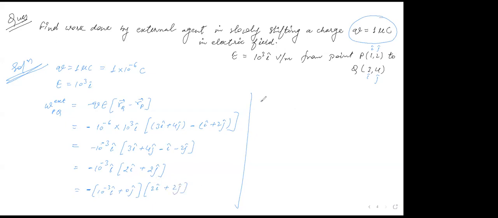Finally, we get W of PQ external is equal to minus 10 to the power minus 3 I cap multiplied with 2 I cap. You get 2 into 10 raised to the power minus 3, plus 0 multiplied with 2J, which again gives 0, with the negative sign here. Finally, we get W of PQ external is equal to minus 2 into 10 raised to the power minus 3 joule. This is your final answer. Note it down, please.